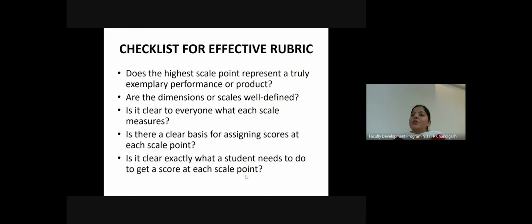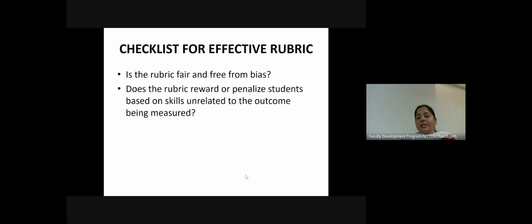Are the dimensions or scale well defined in terms of their language? Is it very clear to everyone that what each scale measure? And whenever it comes to assigning the score at each scale point, there must be clear distinction between the different categories. Is it clear exactly what a student need to do to get a score at each scale point? So these are the different things that we need to consider.